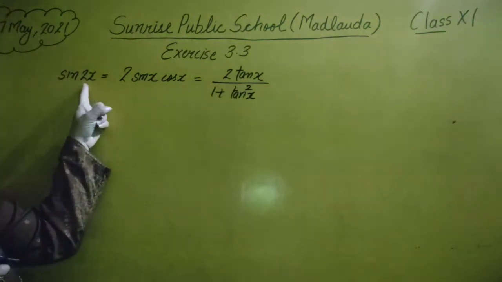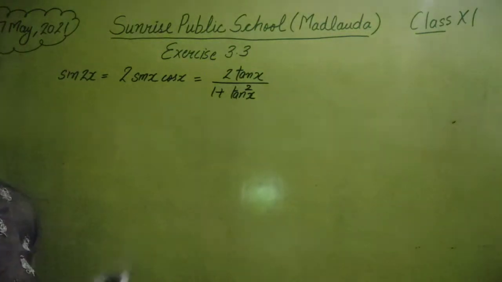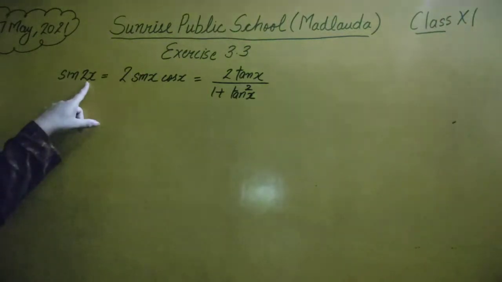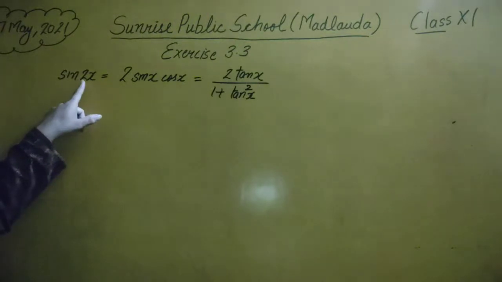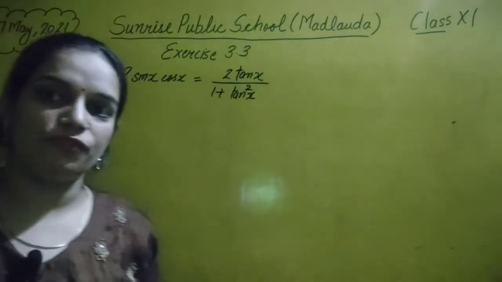मीन्स साइन के साथ बेटा जो भी एंगल होगा उसका हाफ आपको यहाँ लेना है. If there is 2x you will take x and x. If there is 4x you will take 2x, 2x. If there is 6x you will take 3x and 3x, means half of it.